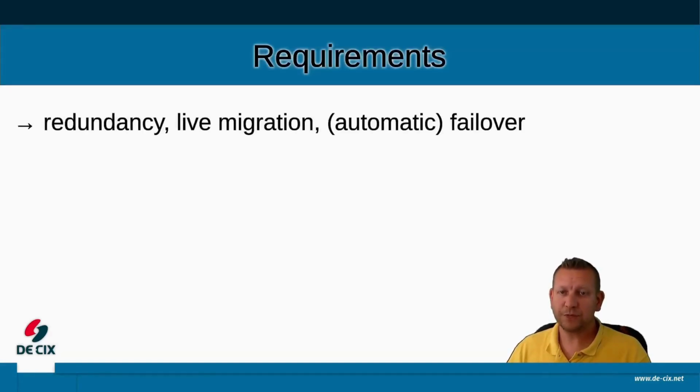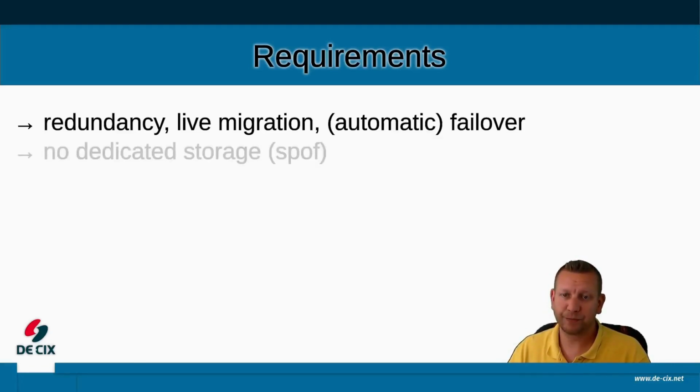Redundancy. Most of the services are fairly important for IP traffic exchange. Loss of these services could result in some ISPs or companies being cut off from other networks they usually peer with. So having redundancy and failover, as well as being able to live migrate some services for maintenance, is a must-have.